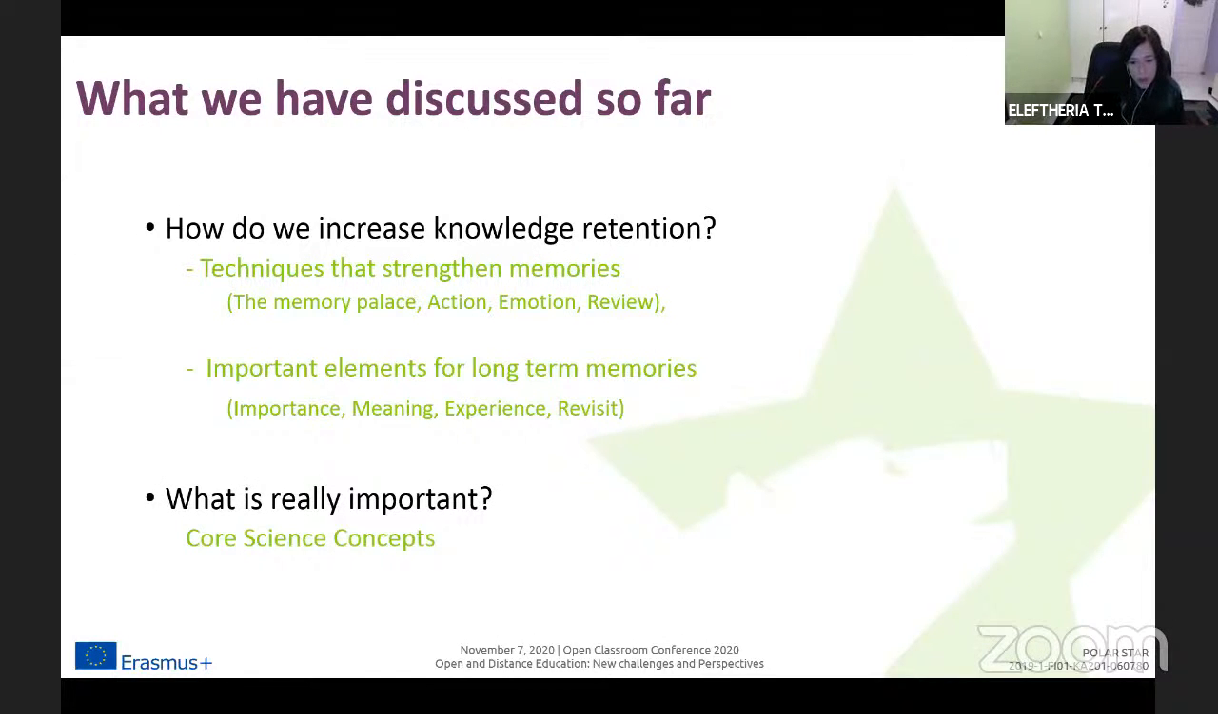not every piece of information is the same. Not all concepts are equally important. Some of them are more fundamental than others. So when it comes to what is really important, there is actually a set of core science concepts that we could consider as the most important pieces of information that we want our students to have.